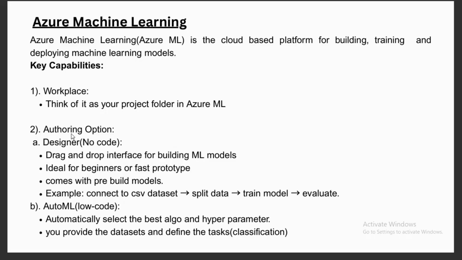Then we have authoring options. We have multiple authoring options. First is the designer. There you don't need to write any code. You just need to drag and drop interfaces for building ML models. You don't need any kind of code to build your machine learning models. There are already tools available, and you just need to create like that.